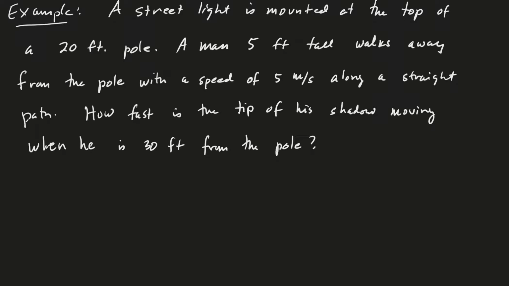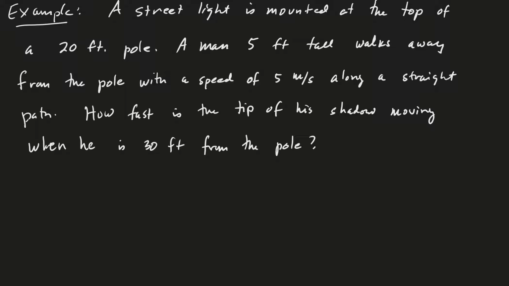Alright, so here we are with another example in the related rates section. This is kind of a classic. We have a street light, and the street light is mounted at the top of a 20-foot pole. A man 5 feet tall walks away from the pole with a speed of 5 meters per second along a straight path. How fast is the tip of the shadow moving when he is 30 feet from the pole?